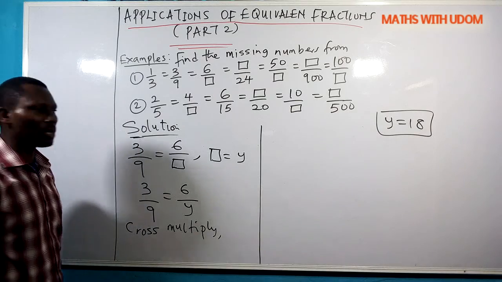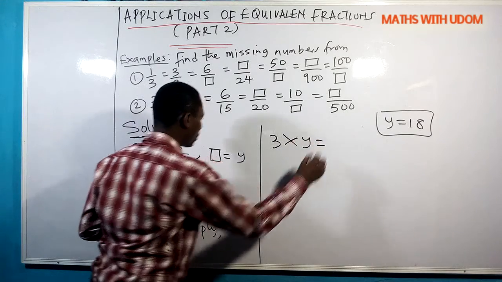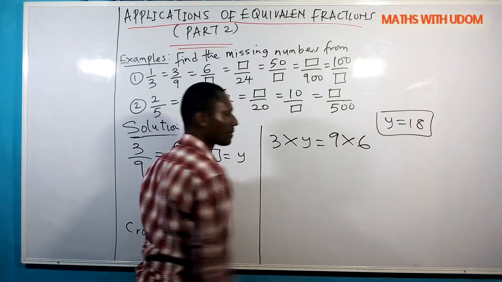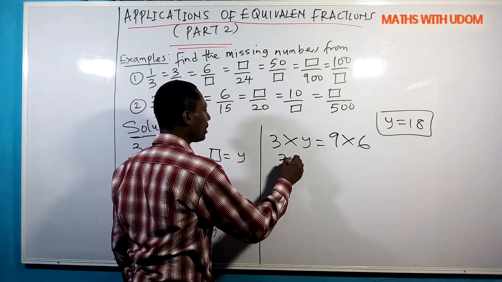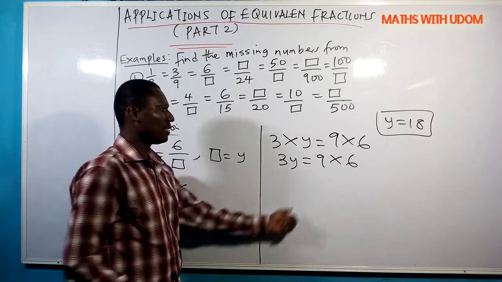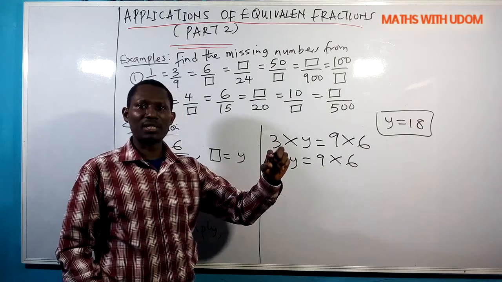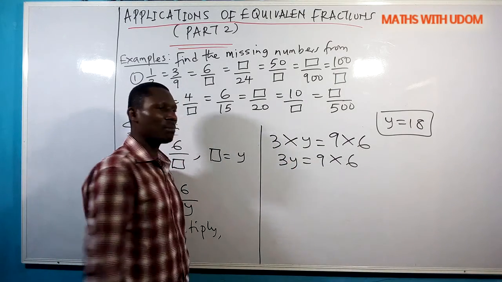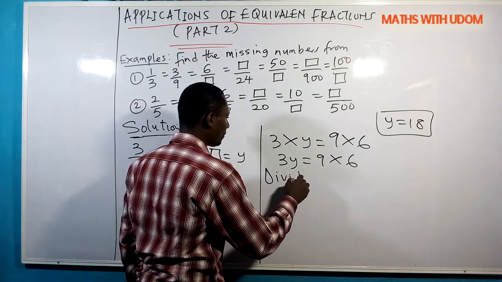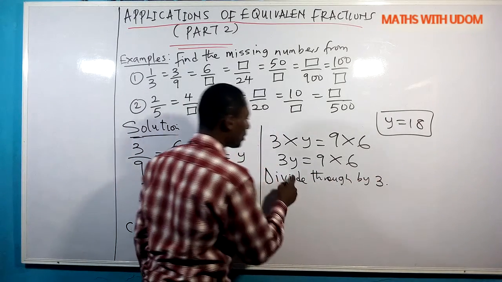If I cross multiply, what do I have? I will have 3 multiplying y as 3 times y equals 9 multiplying 6. Okay, so 3 times y is 3y equals 9 times 6. Of course, 9 times 6 is 54. But I want students to learn how to divide numbers in small bits so that it won't become cumbersome. So I will divide both sides by the coefficient of y, which is 3.